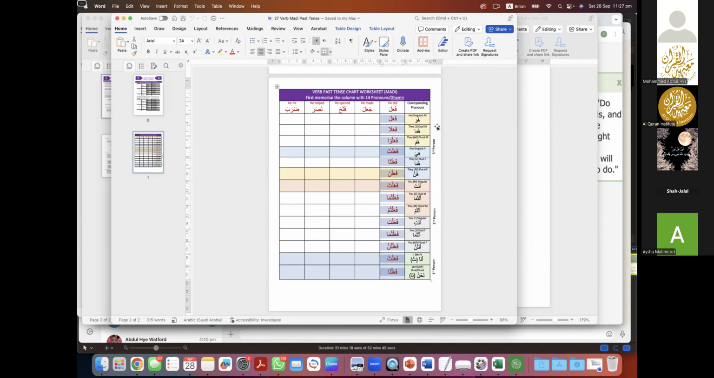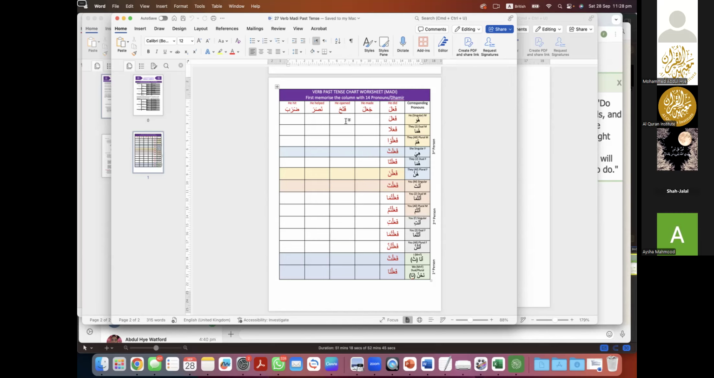Then what you will do, that is interesting. Like fa'ala, you will place ja'ala here. So you will say ja'ala, ja'ala, ja'alu. You write it. Ja'alat, ja'alata, ja'altuma, ja'altum, ja'alti, ja'altuma, ja'altunna, ja'altu, ja'alna.